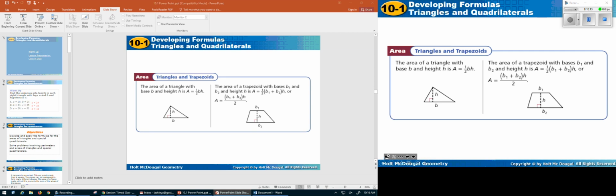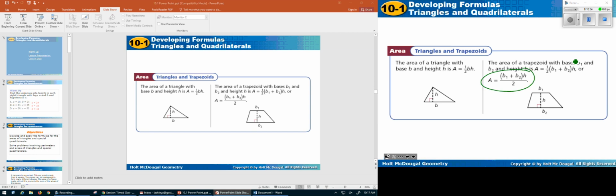We have the triangle, which you guys already told me was 1/2 base times height, and then we have the trapezoid, which Alexis told us was 1/2 base 1 plus base 2 times the height. Or for those of you who prefer to write base times height divided by 2 on a triangle, you could do base 1 plus base 2 times the height divided by 2. So if you prefer to write it this way, that's fine.